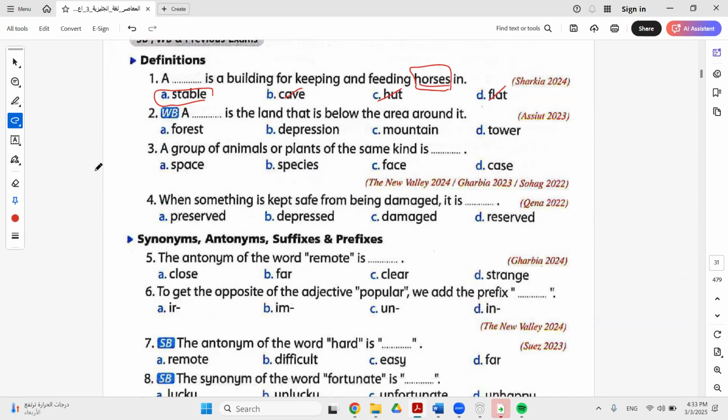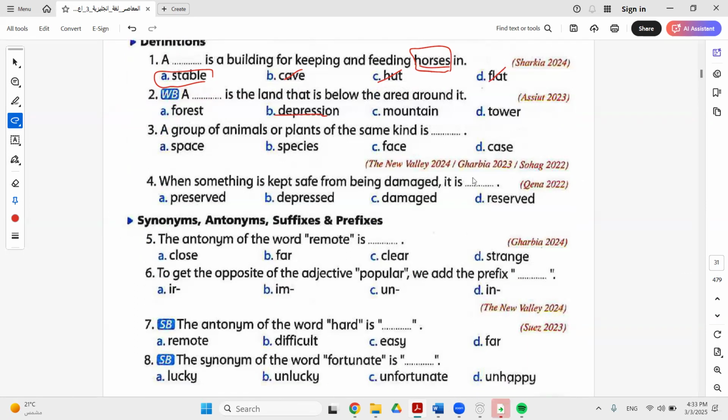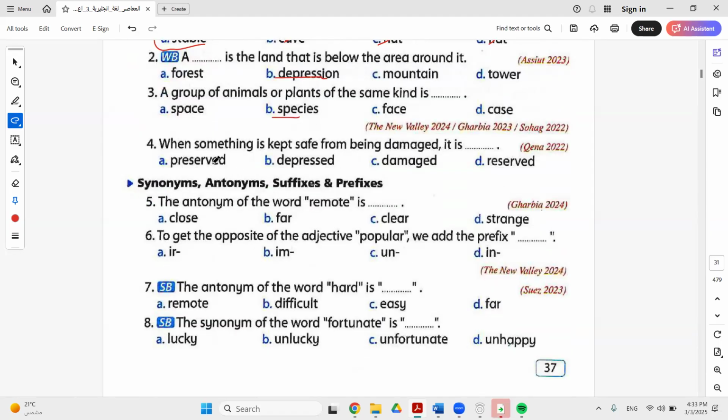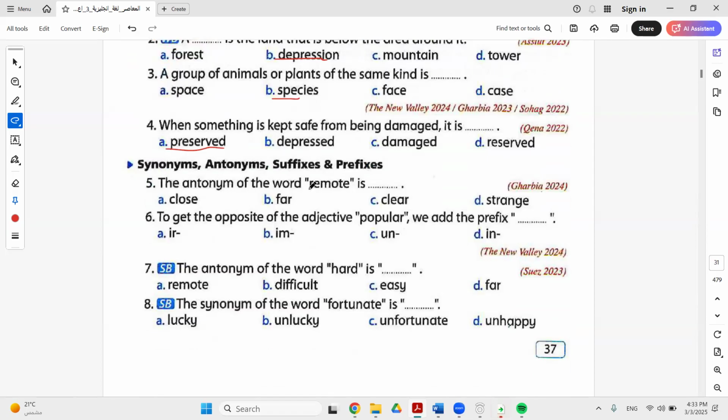Number 2. Depression. Depression is the land that's below the area around it. Depression, منخفض. Number 3. Species. A group of animals or plants of the same kind. Number 4. Reservoir. Preserved. Preserved, okay.